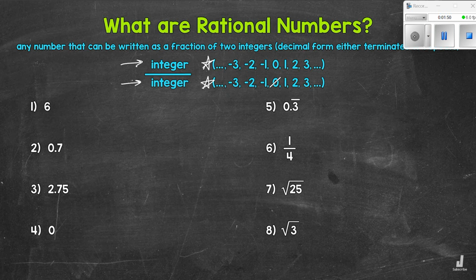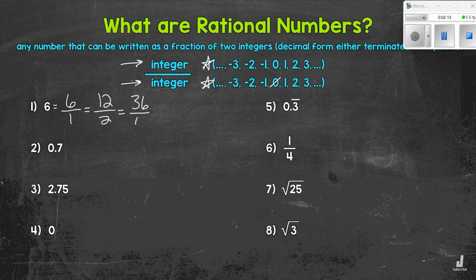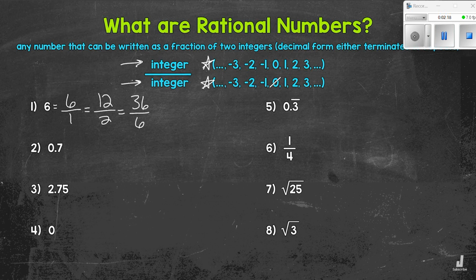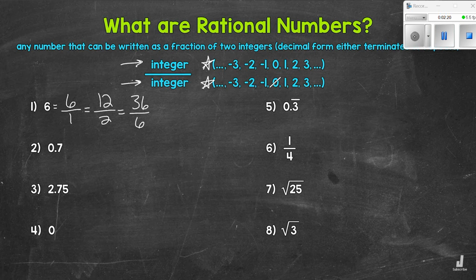Let's jump into our examples, starting with number 1, where we have 6. So we have a whole number here. Can we write 6 as a fraction of two integers? Yes. For example, we can write 6 over 1. That equals 6. Or 12 over 2. That equals 6. 36 over 6. That equals 6. All of those examples equal 6. So 6 can be written as a fraction of two integers. So it's a rational number. And all whole numbers are going to be rational.